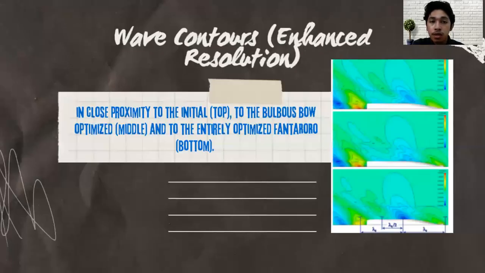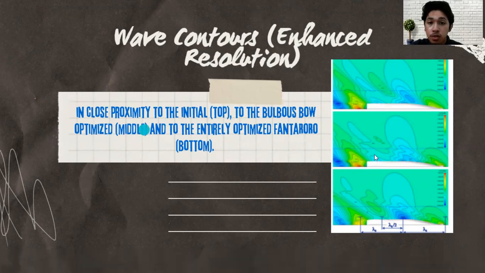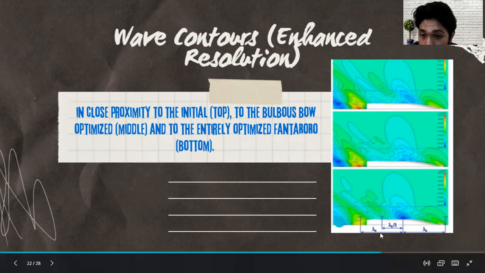We also gain the wave contours with enhanced resolution. This is in close proximity to the initial, the top one, to the bulbous bow optimized, the middle one, and to the entirely optimized Pantaloon on the bottom. So we get to see right here the wavelength, and the center one is half of the wavelength itself.